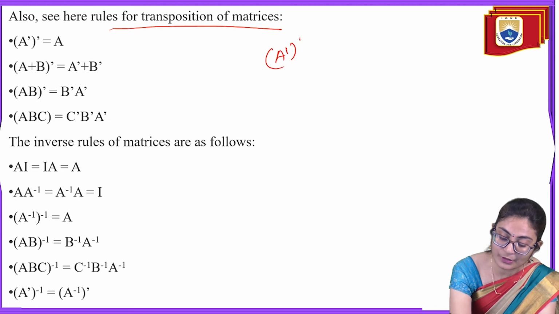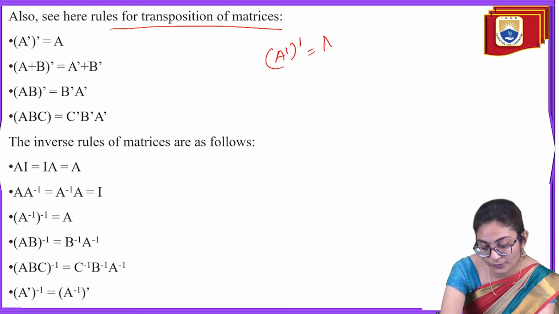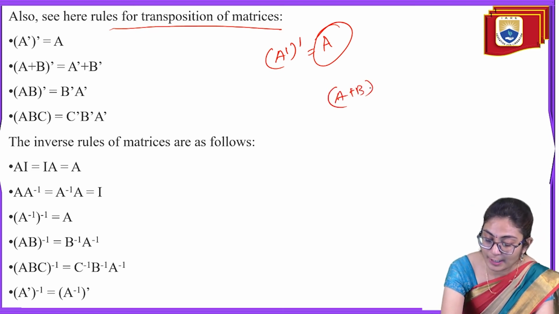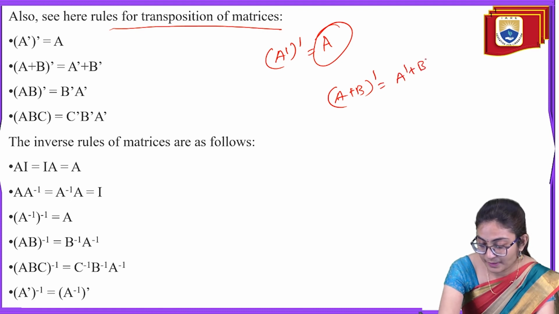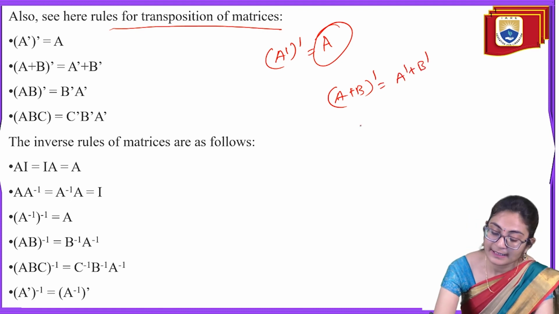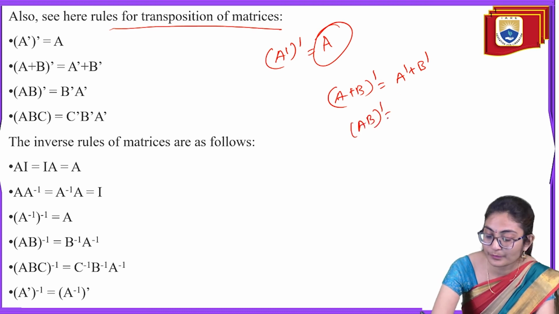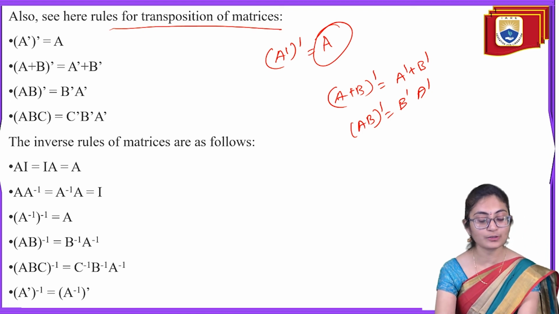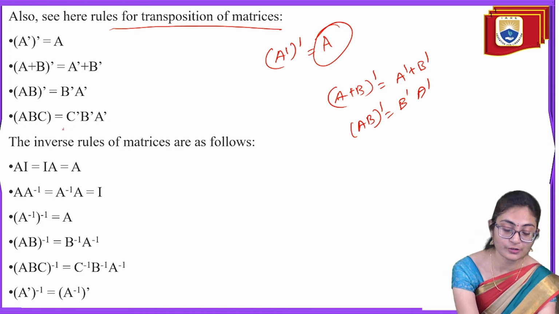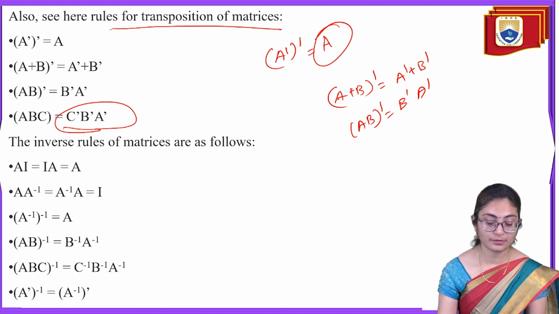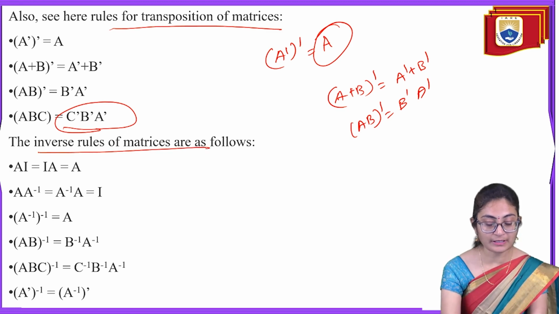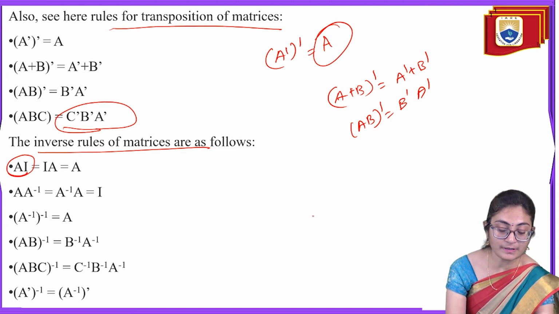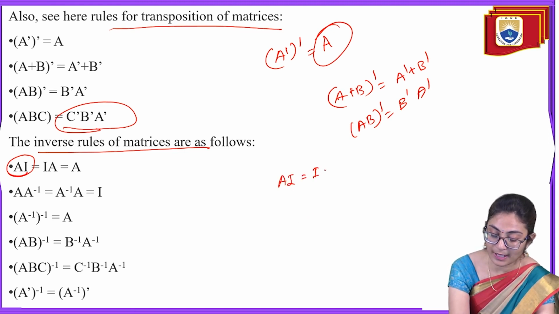Now, here are some rules of transposition of matrices. Whenever you take the transpose of a transpose, you will get the same value. After that, whenever you write transpose of AB, it will distribute to both values. In multiplication also, AB and then ABC; this is also multiplication, so it will distribute across the values. Then the inverse rules of matrices. A into I is equal to I into A.